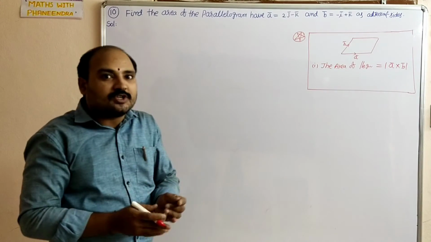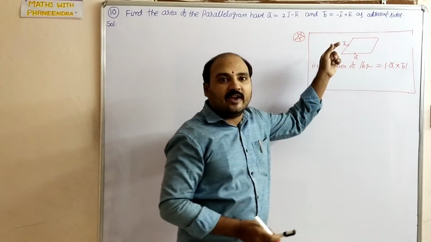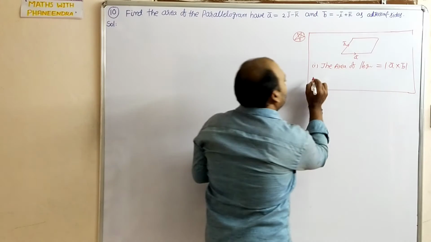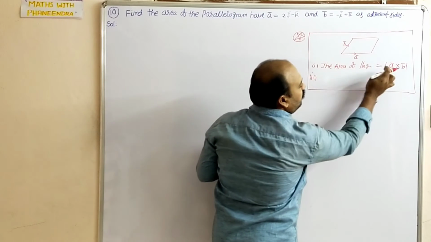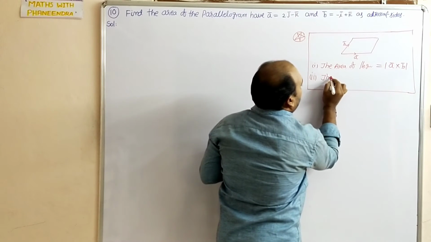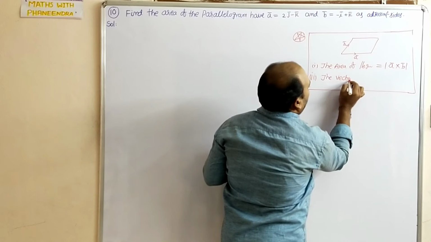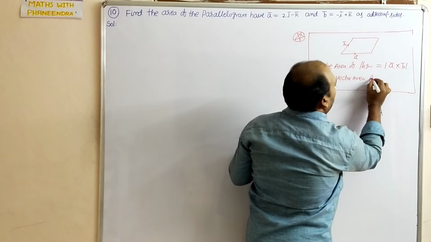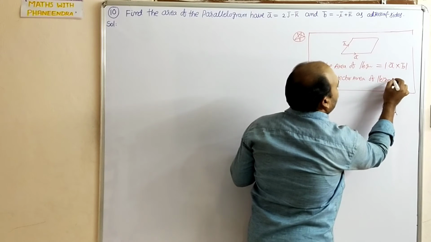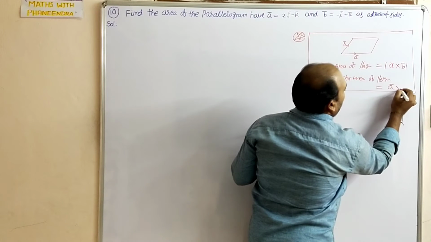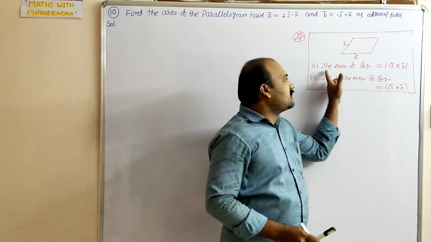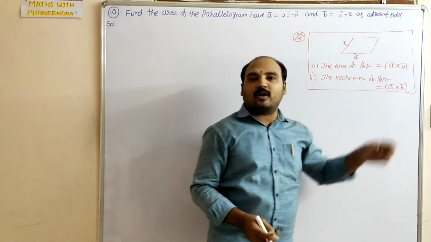Suppose in the same question, when adjacent sides are given, find the vector area of the parallelogram. That time you can give without mod. The vector area of parallelogram, that time only A bar cross B bar. This is the bracket value. Only area means the area of parallelogram is mod A bar cross B bar.